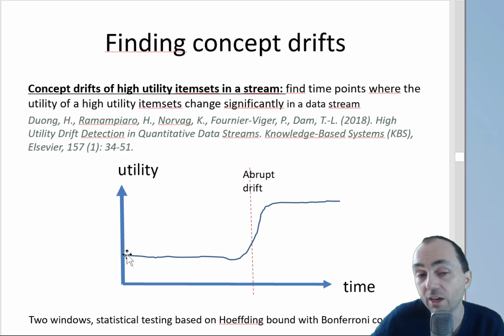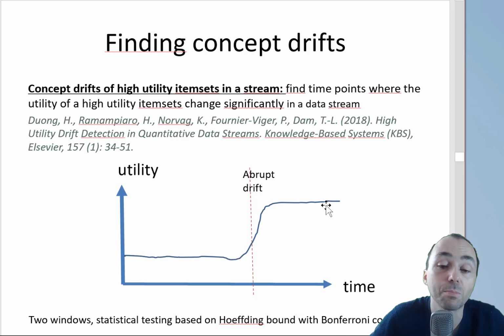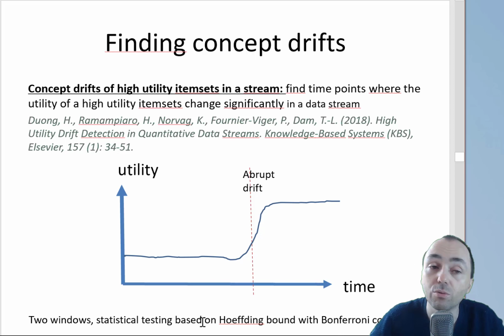So we want to detect these changes. For example, let's say this picture is for apples, and at some point some people on television say these apples are so good, we should all buy these apples. So a lot of people start to buy the apples, and there is a big change. How to do this? We designed some algorithms. We use two sliding windows, and we do some statistical tests to see if the utility has changed between the two windows over time. And we try to find the changes that are significant in terms of the statistical test.